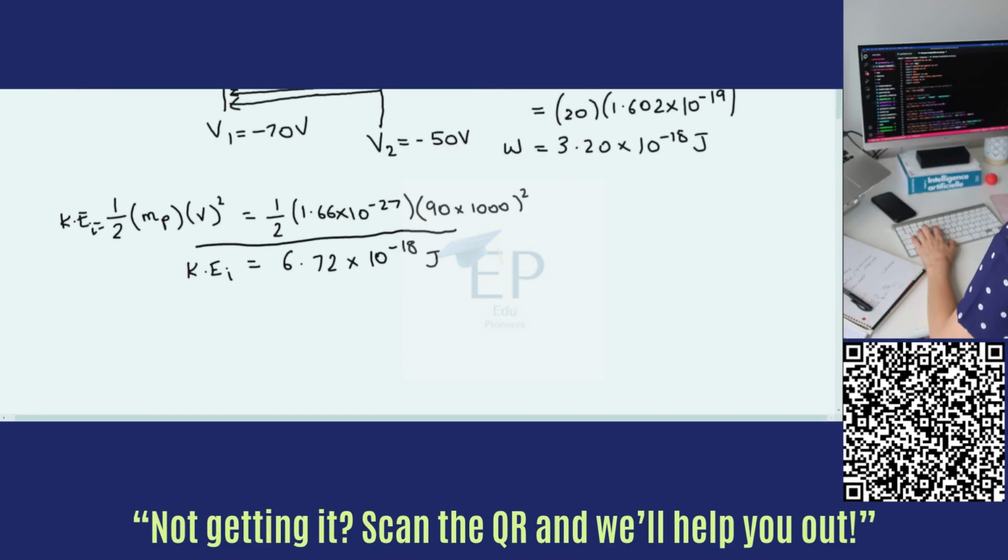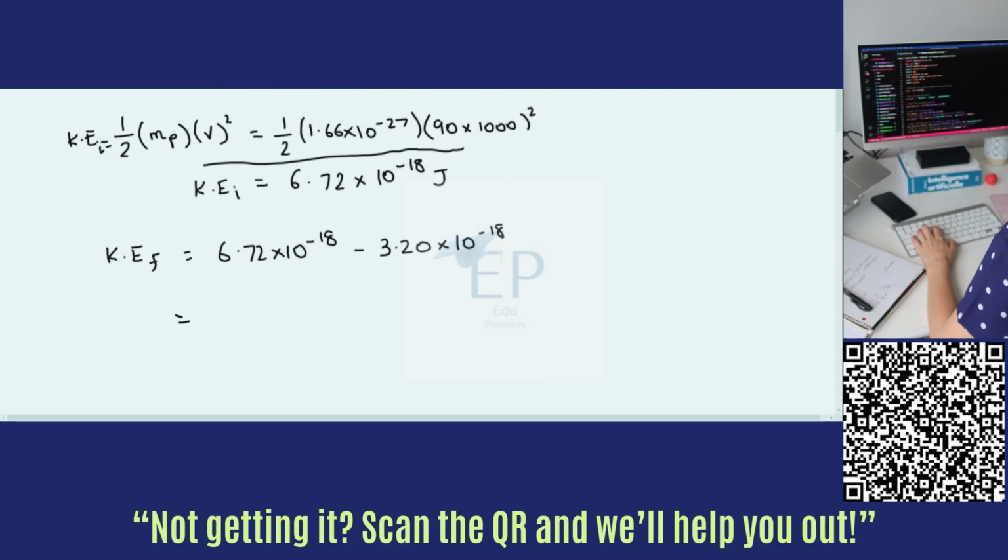Now, since the work was done against the particle, the final kinetic energy will be the initial kinetic energy, which is 6.72 into 10 to the negative 18, minus the work done by the field on the particle. So this will just turn out to be 3.52 into 10 to the negative 18 joules.